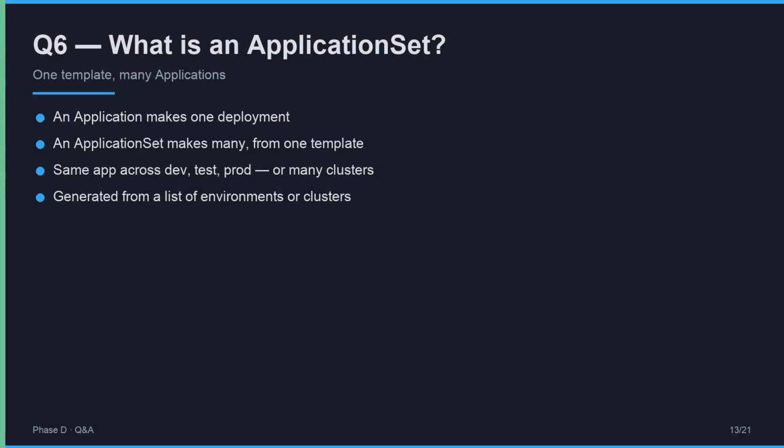Sixth question, what is an application set? A single application deploys one thing to one place. An application set takes one template and generates many applications from it. For example, the same app across dev, test, and prod, or across many clusters. It generates them from a list of environments or clusters. So instead of writing 3 near identical applications, you write one application set.